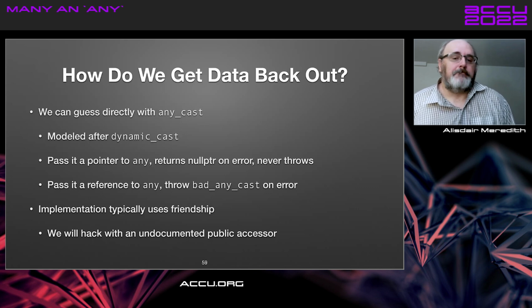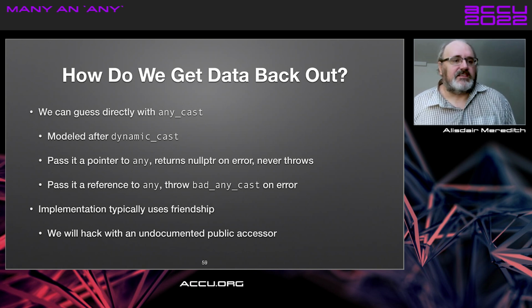On the other hand, if I pass Anycast a reference to any, and I've guessed wrong, I'm going to get a bad Anycast error coming out. And when I say I guessed wrong, that means I guessed at the base class when you're storing a derived, or vice versa. There's no conversion check there, no base to derived conversion either. It's simply you guess the exact right type so you can pull that out, or you don't.